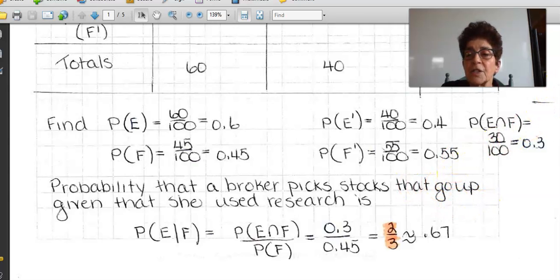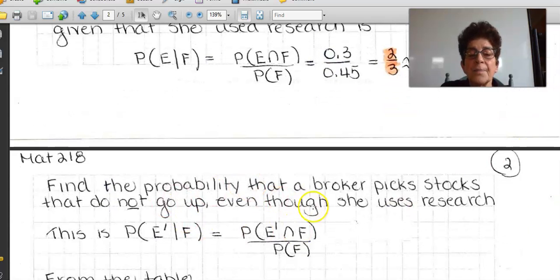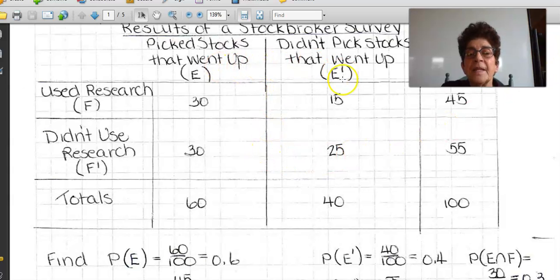Here are some more similar questions. Find the probability that a broker picks stocks that do not go up, given that she uses research. The only thing that's different here is our second event is no longer E, picked stocks that went up, it's picked stocks that didn't go up. So we're going to use the not E values here. So we'd have to go back to our table to find out where not E and F intersect. So that would be not E and F. That's these 15 out of 100 people.